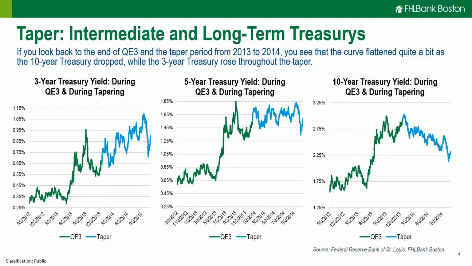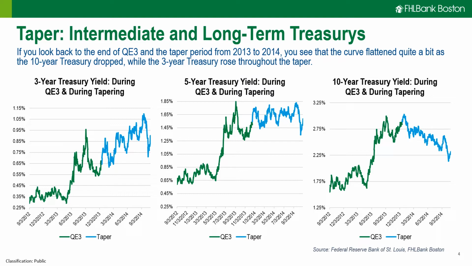But as you can see from these three tenors here, that's not necessarily the case, and it's not what happened last time. So starting on the far left here, you see the 3-year Treasury yield. 3-year Treasury yield rose during QE3 and rose during the taper, and so you could deduce that the Fed hikes were starting to be priced in. As the taper continued, the market was expecting a rate hike to come, so those rates rose.